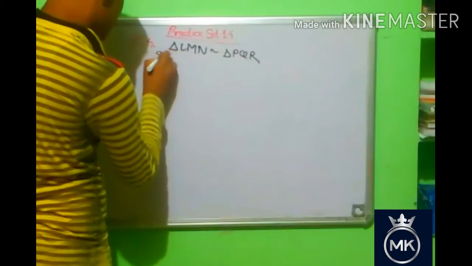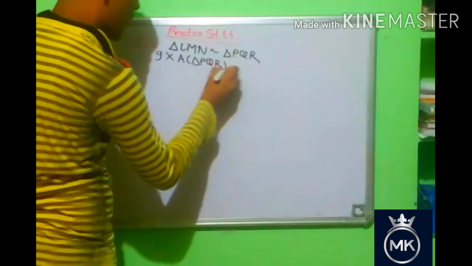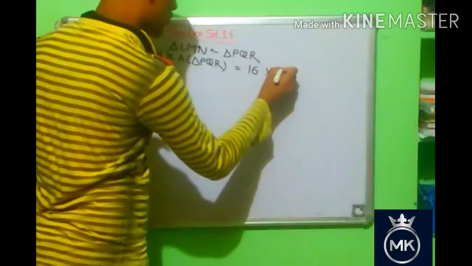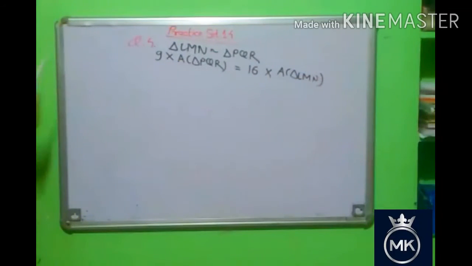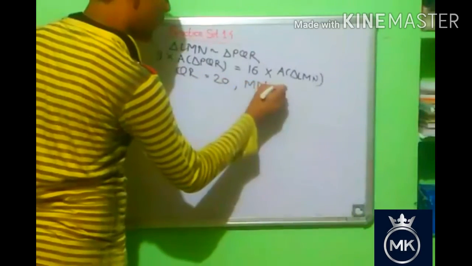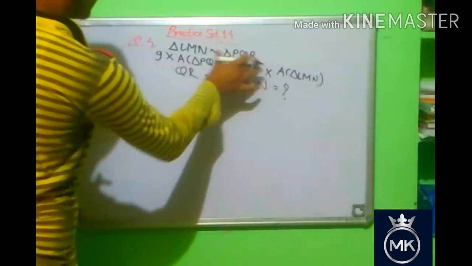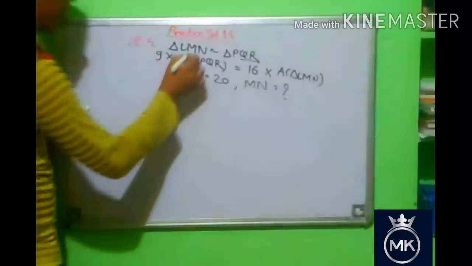And we are given here 9 into area of triangle PQR is equal to 16 into area of triangle LMN. This is given in the question. We are also given QR is equal to 20, and we have to find the value of side MN. The corresponding side pair is MN and QR. So we are given the value of QR and we have to find MN.